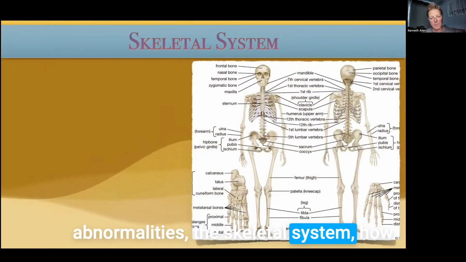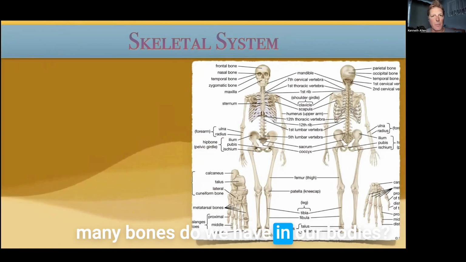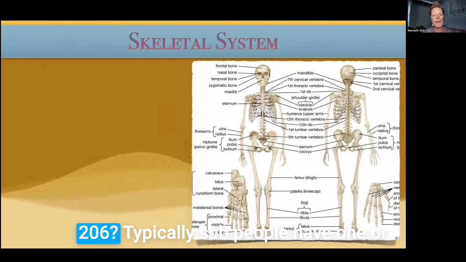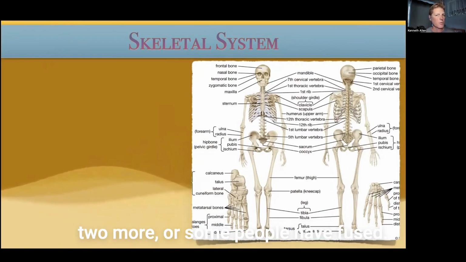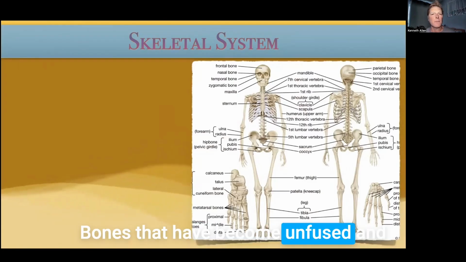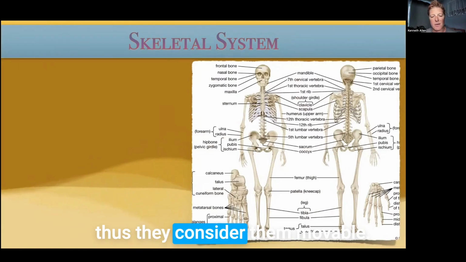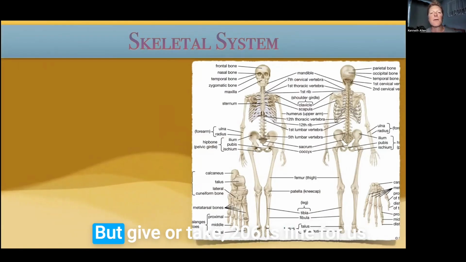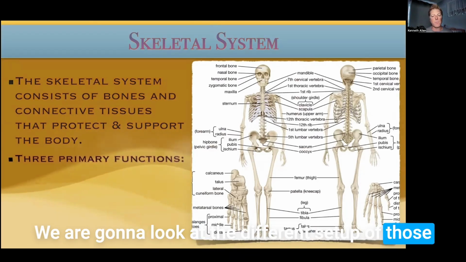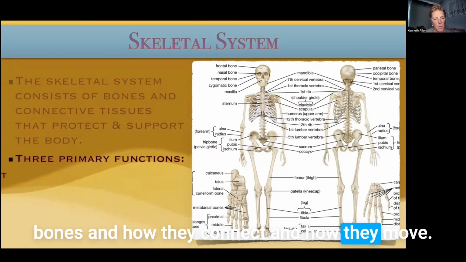The skeletal system. How many bones do we have in our bodies? Anyone know? 206 typically. Some people have 1 or 2 more, or some people have fused bones that have become unfused, and thus they consider them movable, but give or take 206 is fine for us. We are going to look at the different setup of those bones and how they connect and how they move.